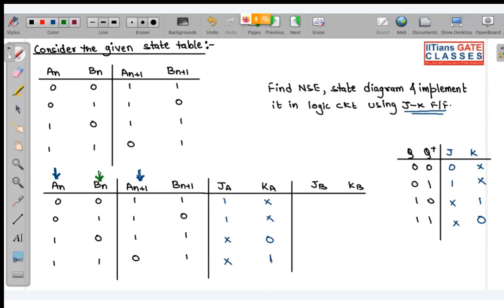Now let us fill JB KB. For JB KB, look at these two columns. The first one is 0, 1, so corresponding to 0, 1 you have 1, don't care. Next is 1, 0. For 1, 0 you have don't care, 1. For 0, 1 we have what? 1, don't care. And for 1, 1 it is don't care, 0.